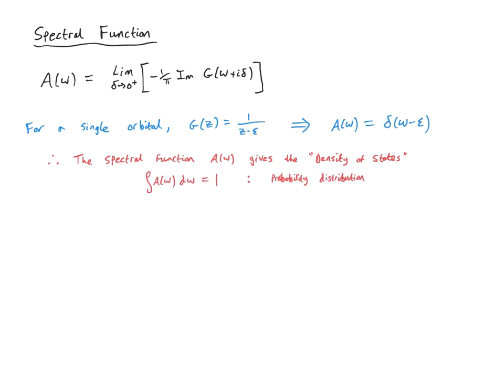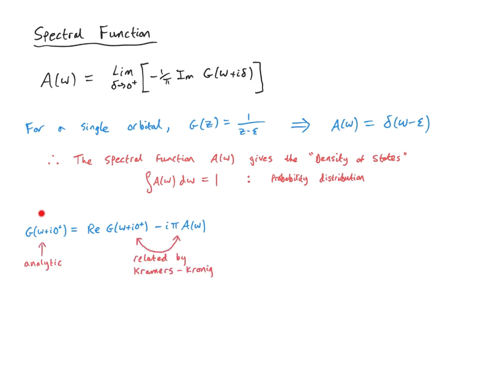The spectral function A of omega can therefore be thought of as being a probability distribution, containing the probability of finding a state of a given energy. For a system of just a single orbital, we have just a delta function located at the energy of that state. We can also reconstruct the retarded Green's function with a knowledge of the spectral function A of omega and the real part of the Green's function.